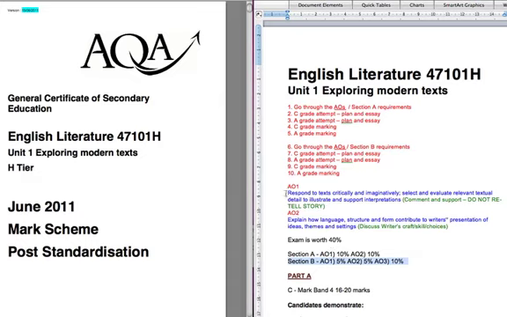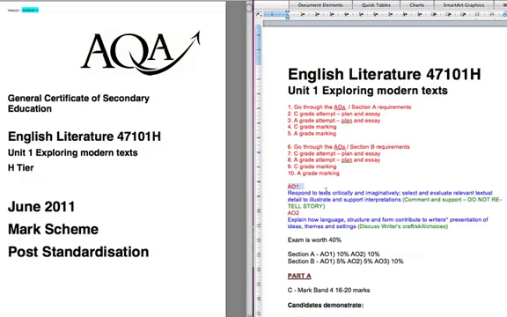So the first thing we need to know about is what is an AO? AO basically stands for assessment objective. This is what you're being assessed on, your ability to do. So the AOs are exactly the same whether you're aiming for an F or whether you're aiming for an A star. This is the arena of skill that you're being tested on.